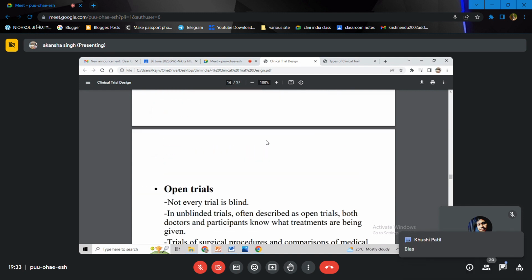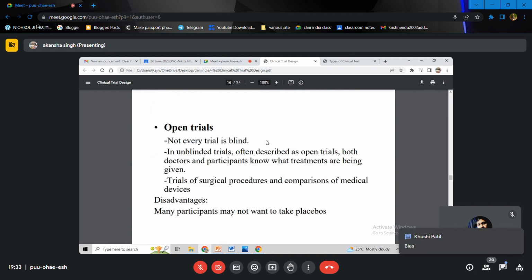Open trial, or open label, means there is no blinding in the study. Both the doctors as well as the participants know what treatment is being given. Like some trials of surgical products or medical devices, it is an open trial. They know what the surgical procedure is, that this is a new surgical procedure. So doctors know, participants know. Comparison of medical devices also becomes an open trial, right?